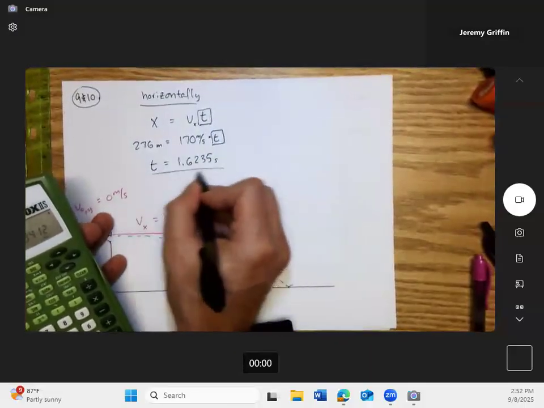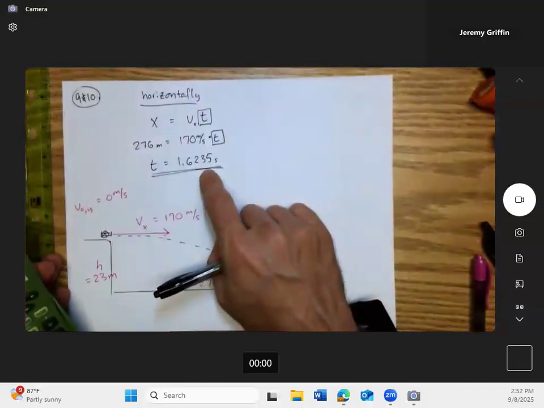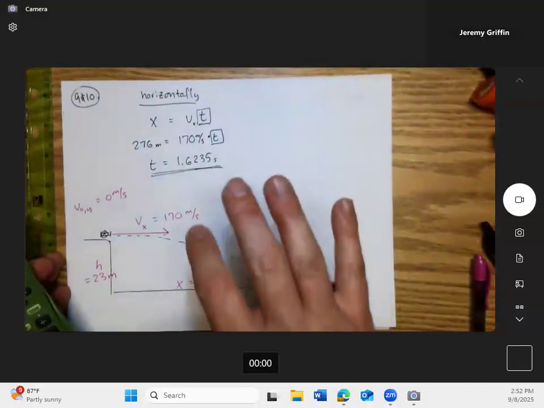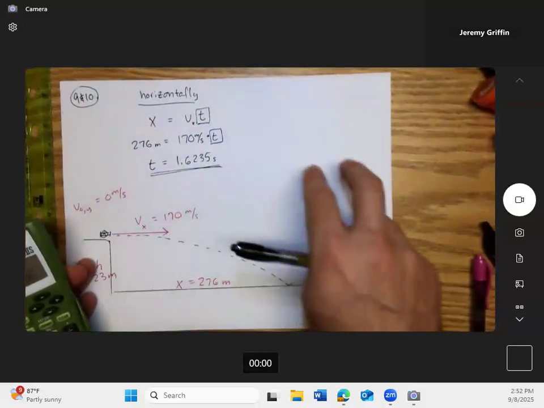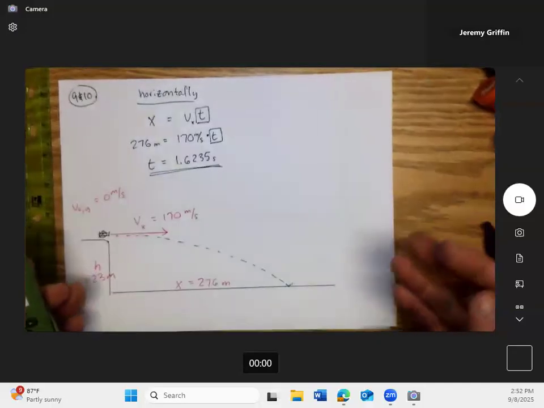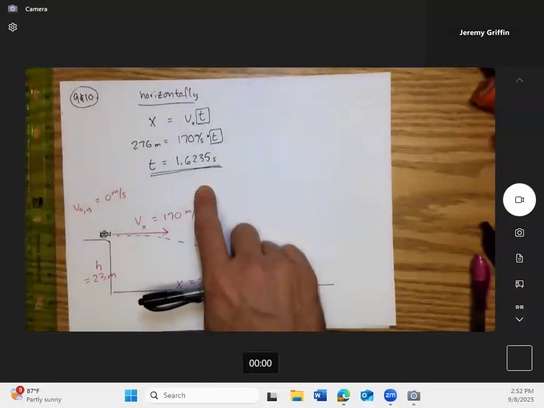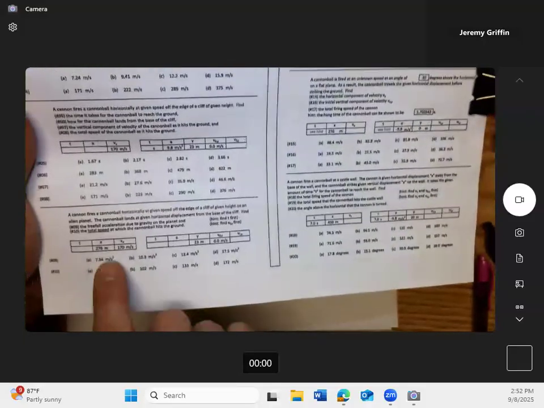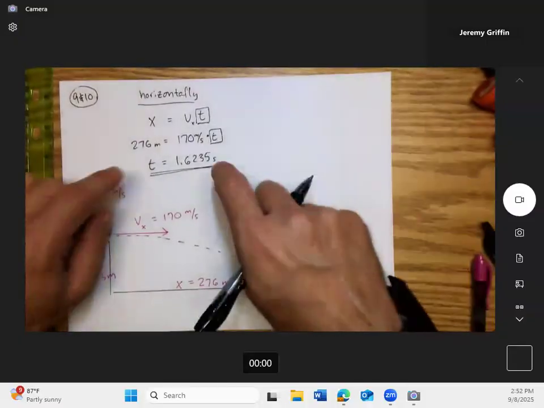Now, realistically, that's way too many digits. That's way too much precision. But I'm going to hold on to that because I need to integrate it into another calculation. I need to apply it somewhere else. So I don't want my rounding errors to add up too much. But I do need to know this time.